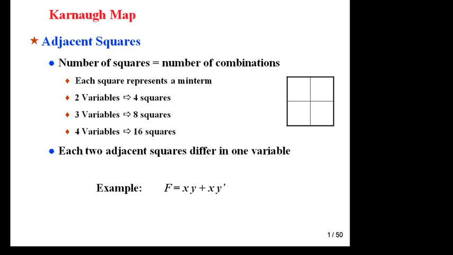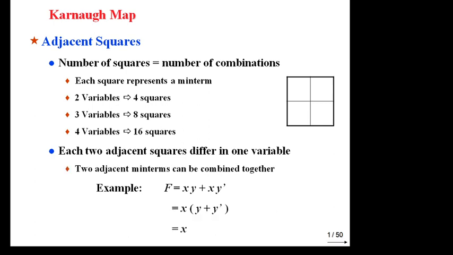Suppose you have to form a quad, an octet or a pair: there must be 4 adjacent cells for a quad, 8 adjacent cells for an octet, and 2 adjacent cells for a pair. How does it work? Suppose xy plus xy dash. Take y common: x times y plus y dash, so x. You have eliminated one literal, or one variable, because y plus y dash equals 1. So in this way you can minimize any boolean function.